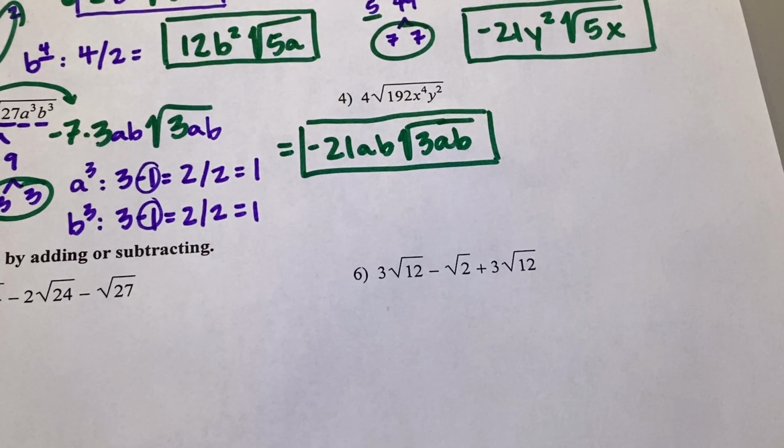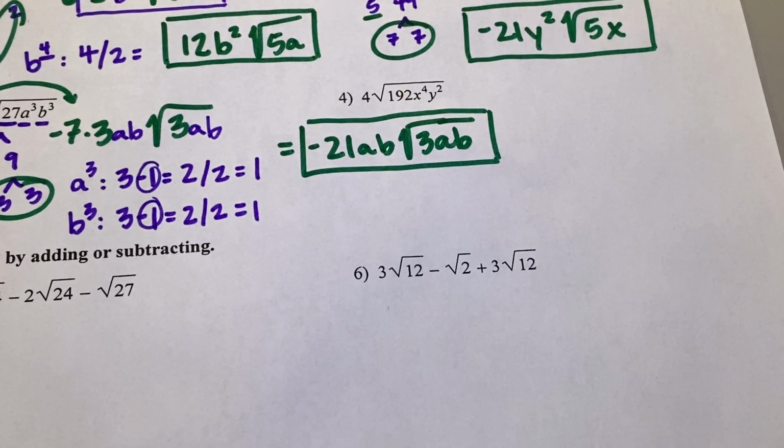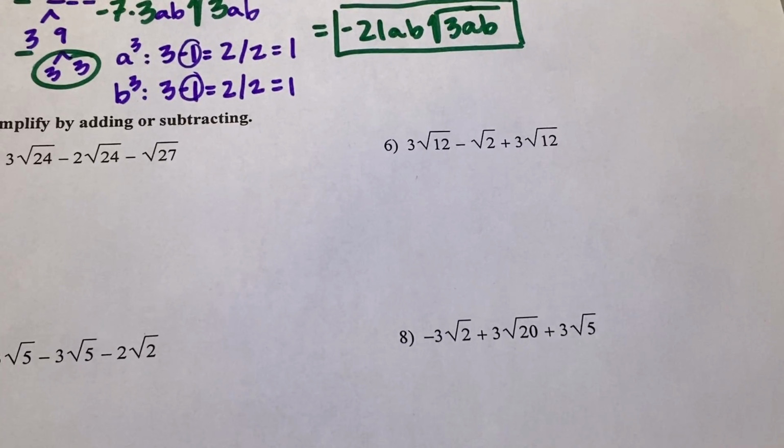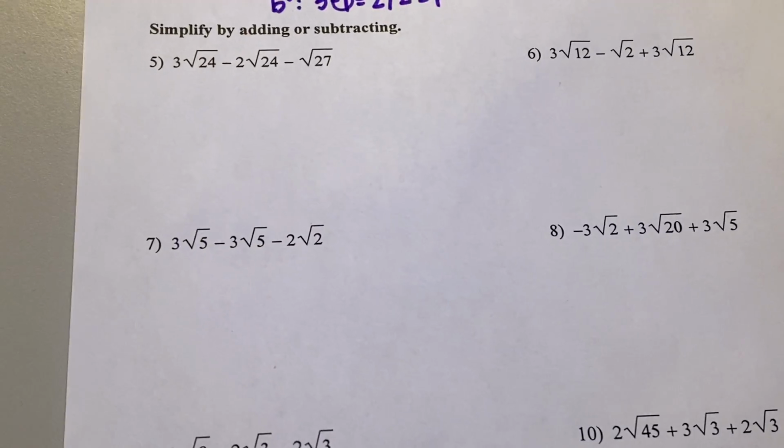Alrighty. Show me a fist of 5, you guys, especially because I haven't been here in like a week. Fist of 5 on simplifying these guys with variables, with numbers, number out front. Ooh, I love it. Okay. Let's go ahead and look at numbers 5 through 10.